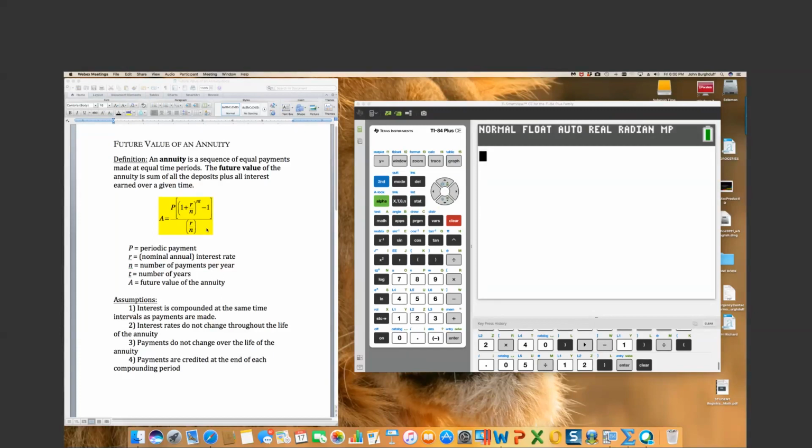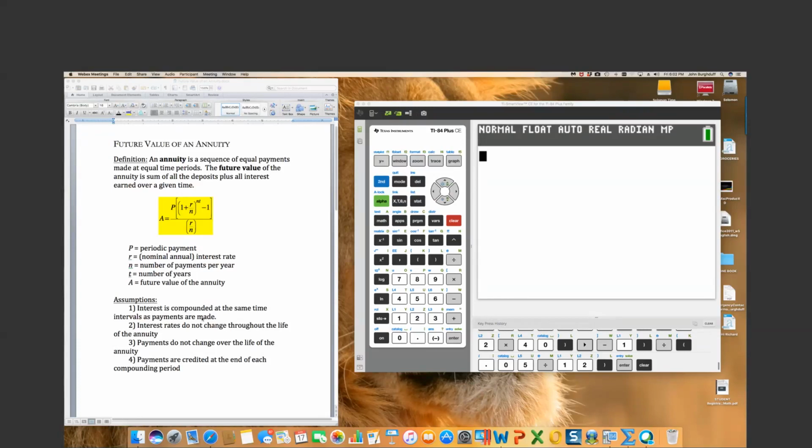Now, this formula is highly simplified. There are various assumptions that are made for this formula to work. First of all, the interest has to be compounded at the same time intervals as payments are made. That's not a really big one. The second one is a far bigger assumption. Interest rates do not change throughout the life of the annuity. Number three, payments do not change over the life of the annuity. And finally, number four, payments are credited at the end of each compounding period. The final one is more or less a technicality. The first three are very, very important. So let's take a look at how this works.